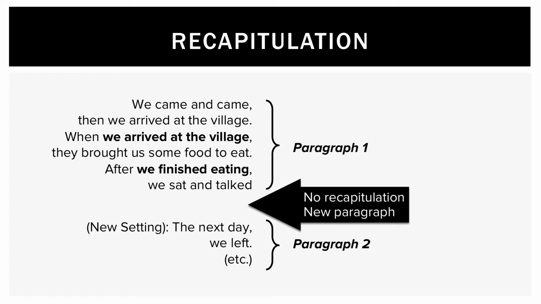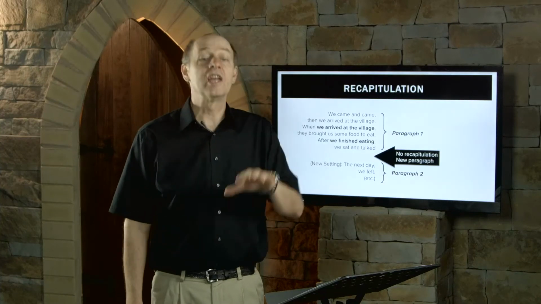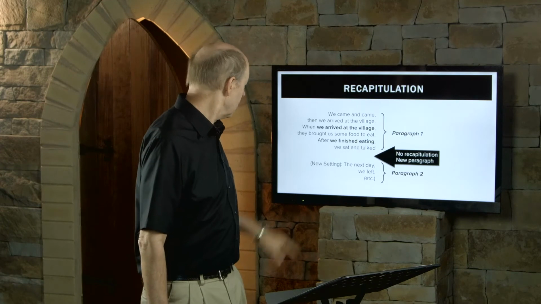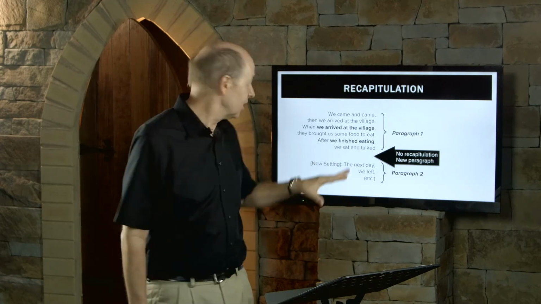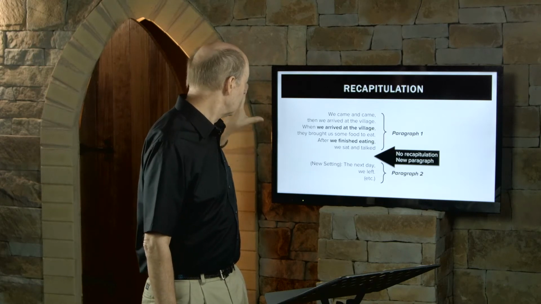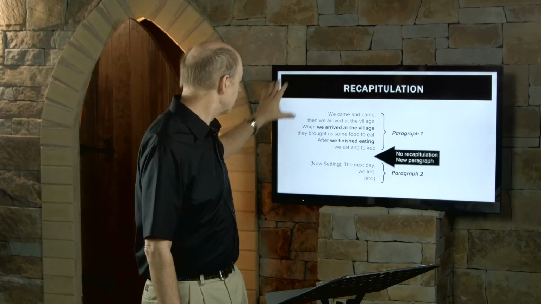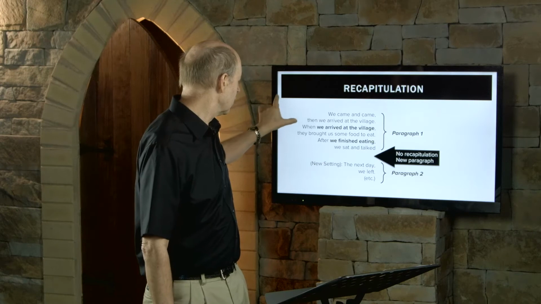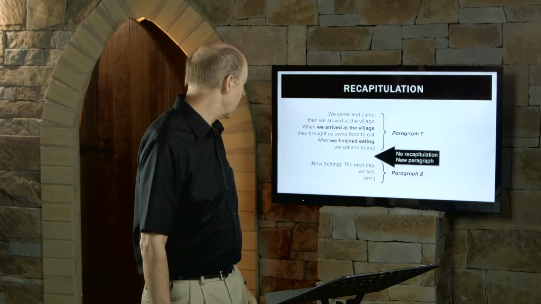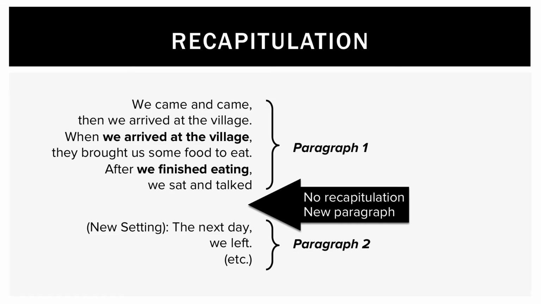Now, it does not say, we sat and talked, then it was the next day. There was a break in there. It could have, if we talked all night, but in this case, there is a break which indicates a new semantic unit. The lack of recapitulation in this body of text that uses recapitulation to glue thoughts together now indicates a boundary, which is a new semantic unit, a second paragraph.